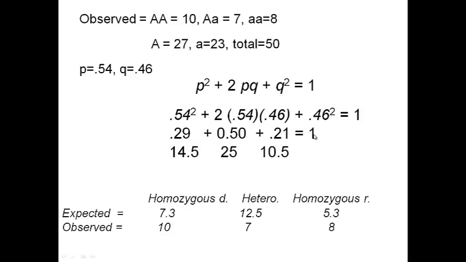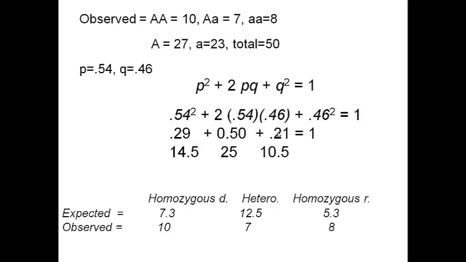And so then the question is, what have we done? What does this mean? If you go back to the previous slide, then you realize that what we have calculated, P squared, is the frequency of homozygous dominant individuals in the population. So that means that 29% of the individuals in the population will be homozygous dominant, 50% will be heterozygous, 21% will be homozygous recessive. And so the last step is to say, what are the actual numbers that we see of each of these categories in the population?